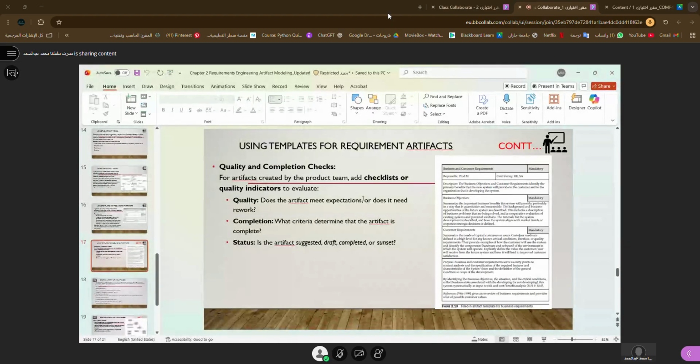Next question is short. What are the quality and completion checks in templates? Okay. The question can be, what are the quality and completion checks for requirements engineering using templates? So these are the quality, completion, status, short definitions.